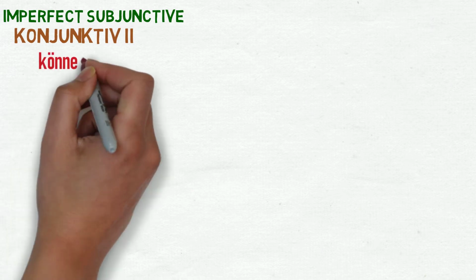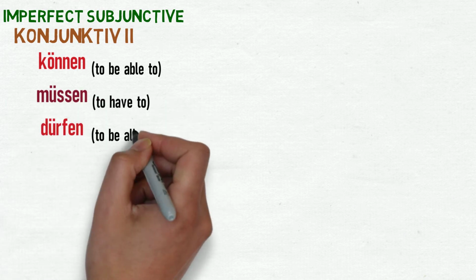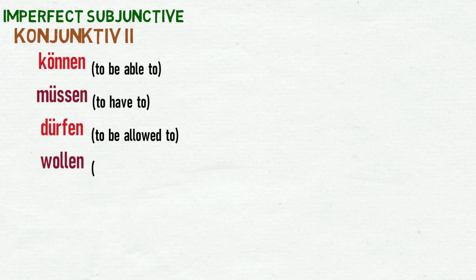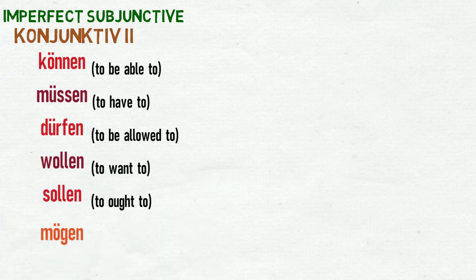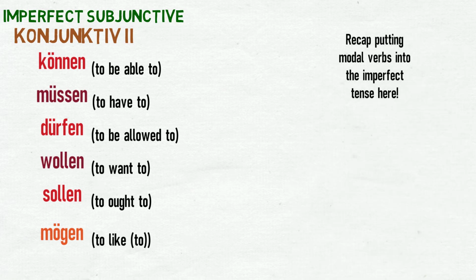To recap, the modal verbs are können, to be able to, müssen, to have to, dürfen, to be allowed to, wollen, to want to, sollen, to ought to, and mögen, to like or to like to. And to form the imperfect subjunctive with modal verbs, it's worth recapping how to put modal verbs into the imperfect tense. If you need to do this, please click here now.